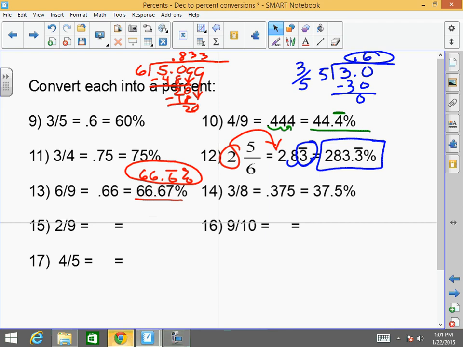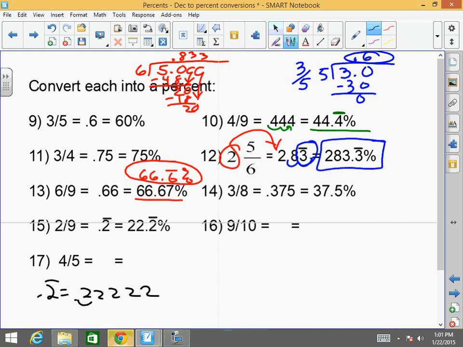How about 2/9, guys? 0.2 repeating. You are on fire, sir. How would I write that as a percent, though? Remember, there's a bunch of 2s. That's it. 22.2 repeating percent. Because remember, guys, 0.2 repeating just means it's 0.222222. So I go 1, 2 to the right. That's 22.2 repeating percent. Make sense?